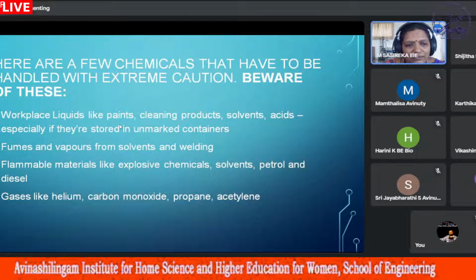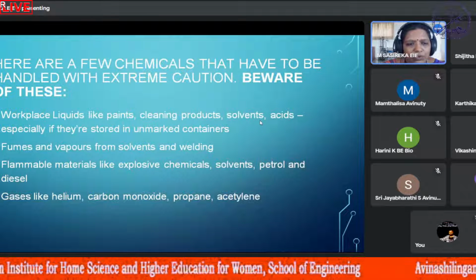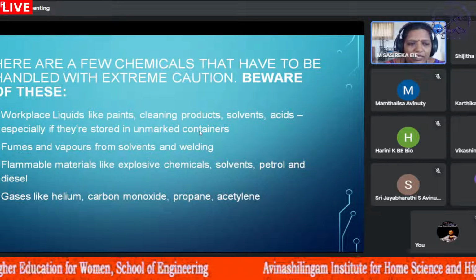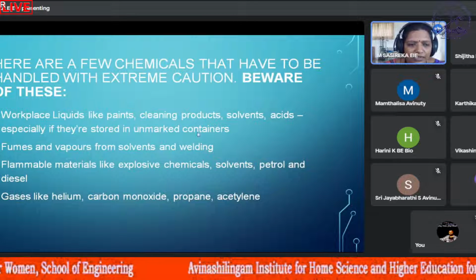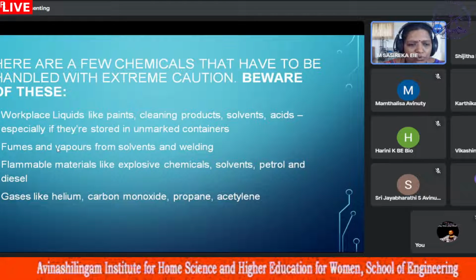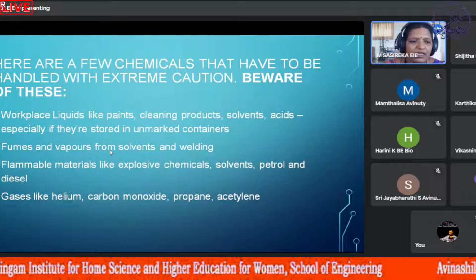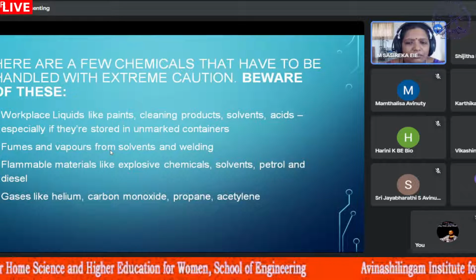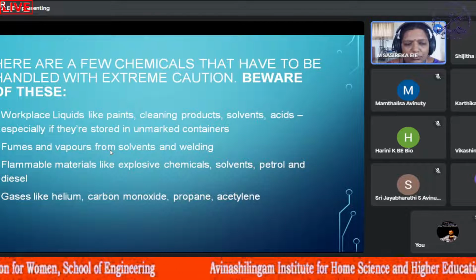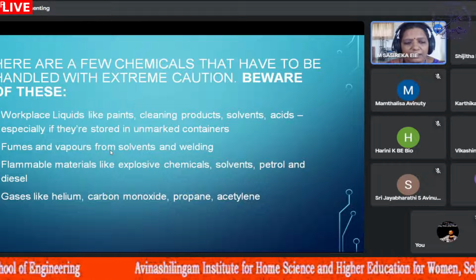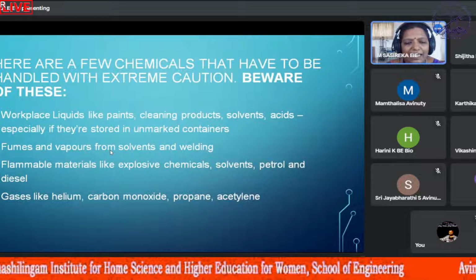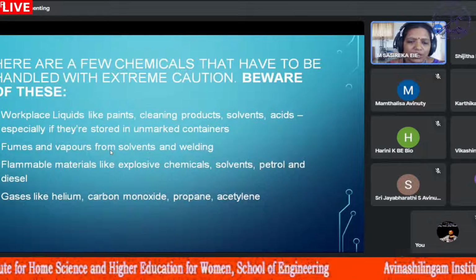So these are some of the workplace things: cleaning products, solvents, acids, if they are stored in unmarked containers, that means not closed containers, then they will be exposed to these. This may cause some chemical effects: fumes and vapors from solvents and welding, and flammable materials like petrol and diesel. If they are working in those areas, continuously exposed to those things, then it will affect them. And helium, carbon monoxide, propane, acetylene are gases that cause harm to our human body.